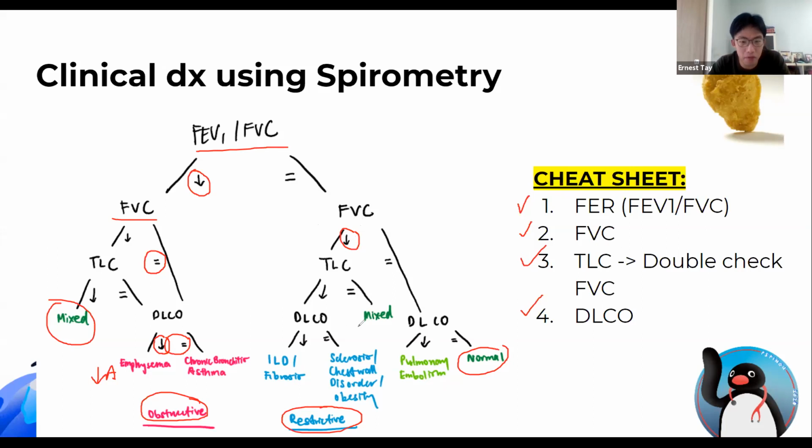So, okay, restrictive picture. Now, I check my DLCO, and my DLCO is decreased. So that means probably there is some kind of thickness within my alveoli and my capillaries, and it points me towards a more fibrosis kind of picture. But on the other hand, if DLCO doesn't decrease, then it's more of my chest and my surrounding tissues. So I'm thinking more of a chest wall disorder or obesity.